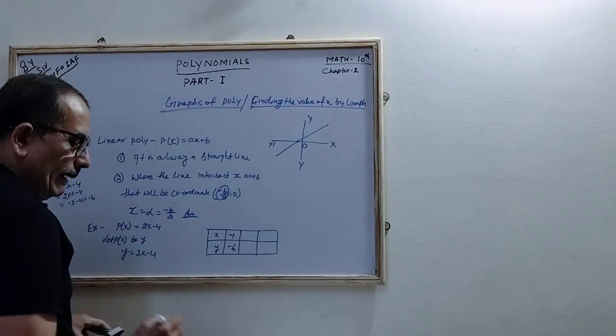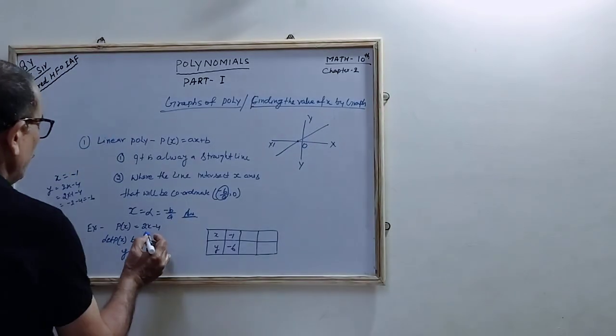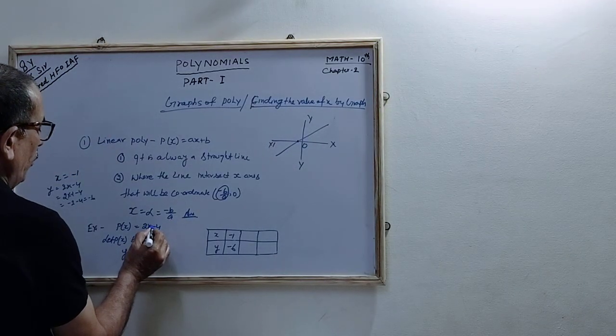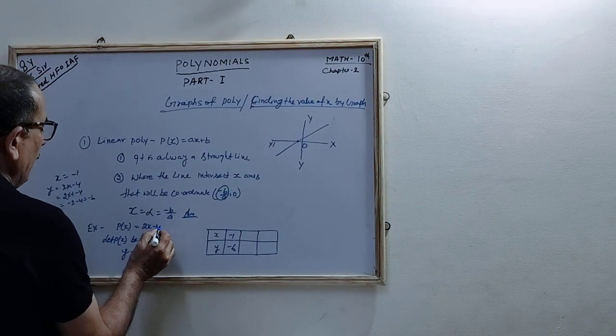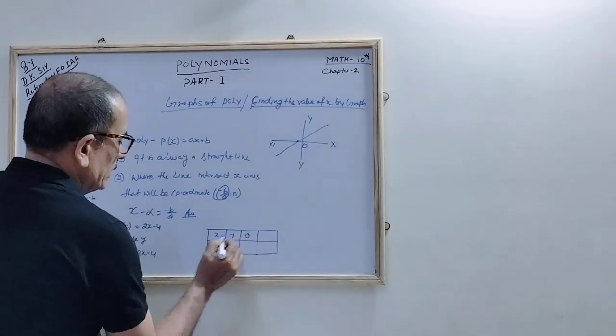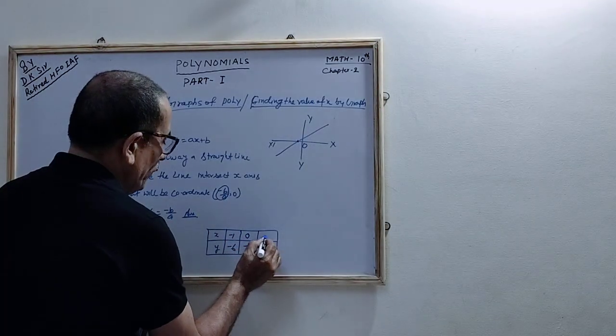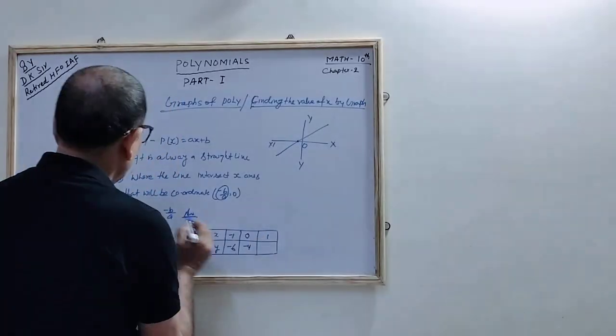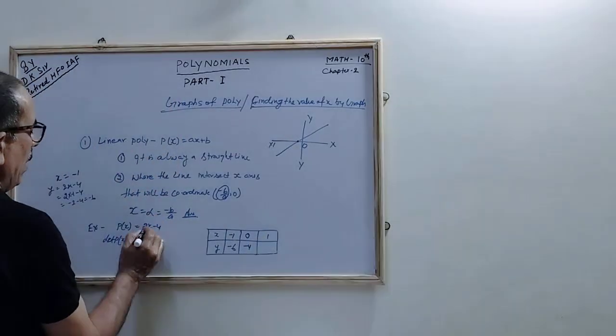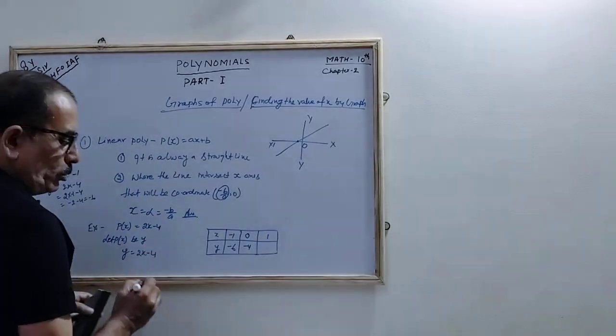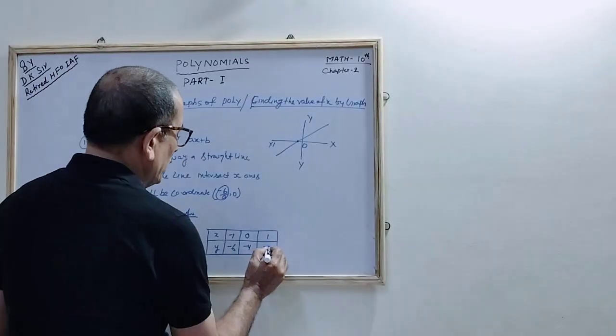When we put 0, it becomes 0 minus 4, so y becomes -4. When we put the value 1, it is 2 times 1, that is 2, minus 4, so it becomes -2. So y becomes -2.